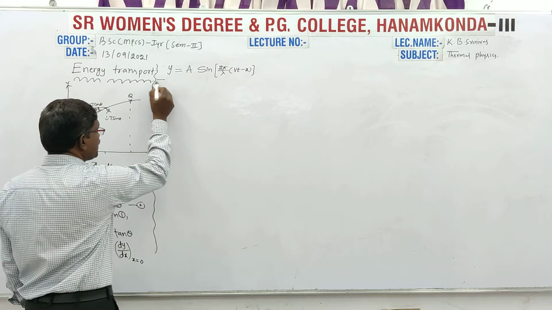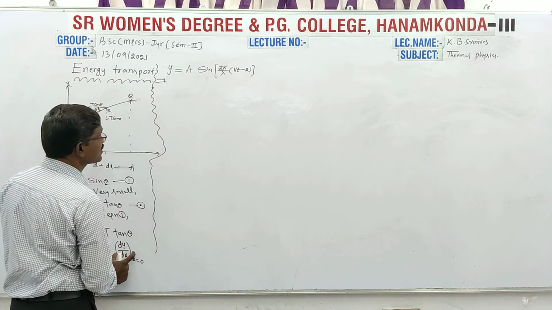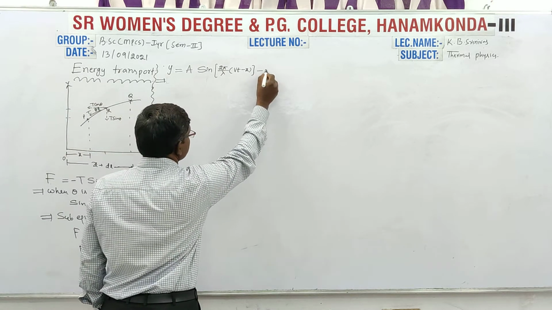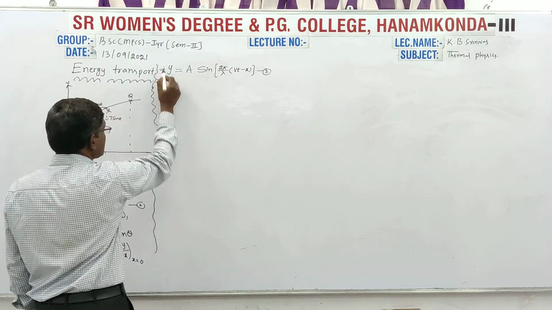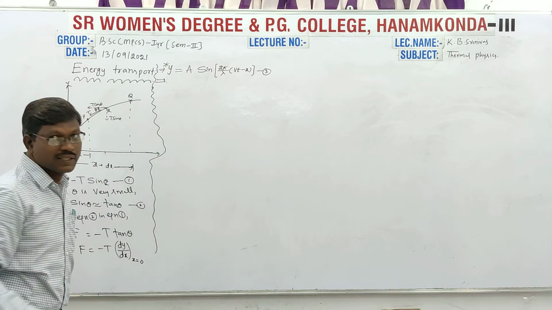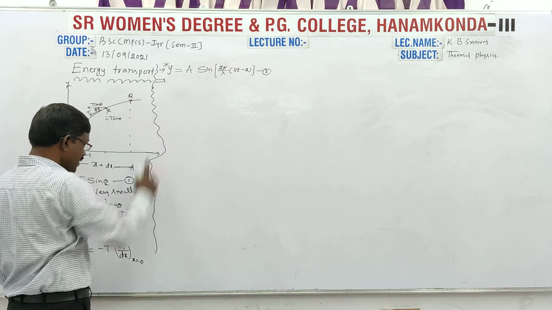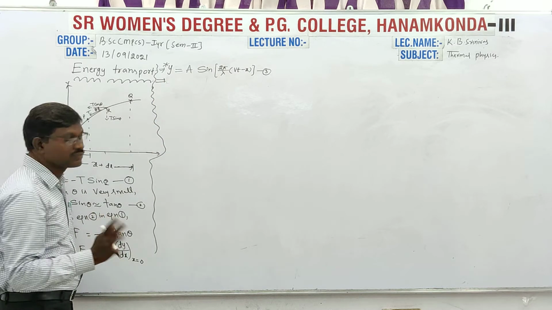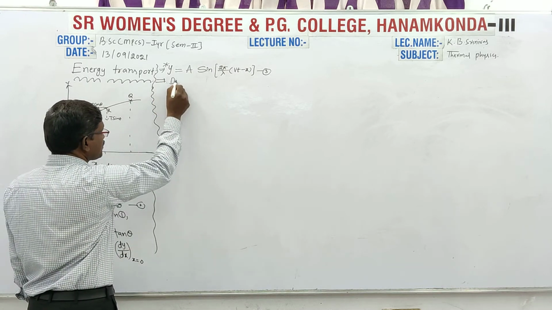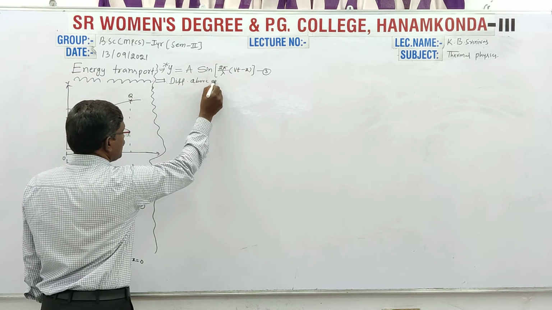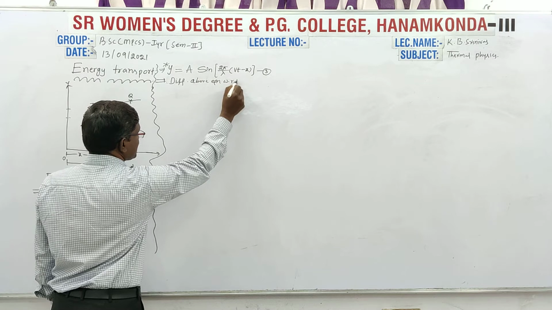Just to differentiate, to calculate dy by dx, here I am considering this expression. Let this be equation number 3. You have to remember this expression directly. This is a very important equation. Without this equation, we cannot find out dy by dx. So differentiate the above equation with respect to x.